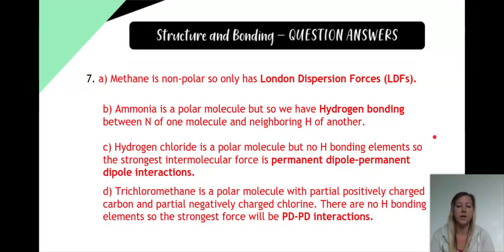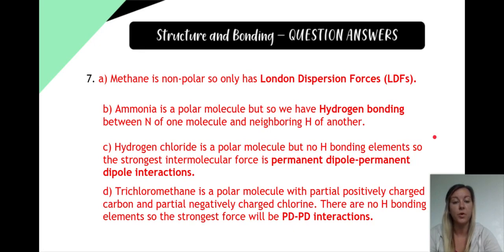And last one, trichloromethane, again, a polar molecule. It's got a partially positively charged carbon and negatively charged chlorines. There are no hydrogen bonding elements. So if there are no hydrogen bonding elements and we have a polar molecule, then the strongest force is going to be permanent dipole interactions.